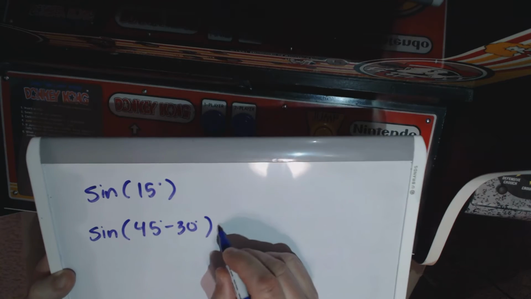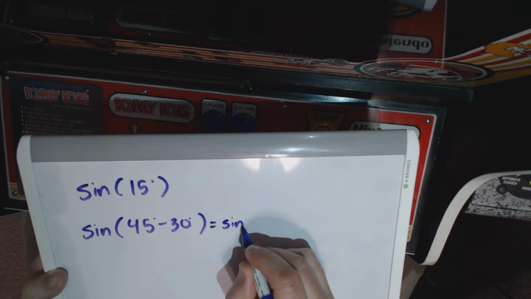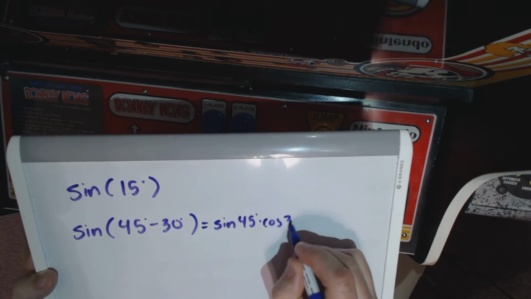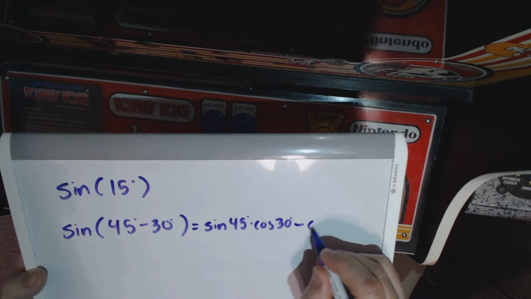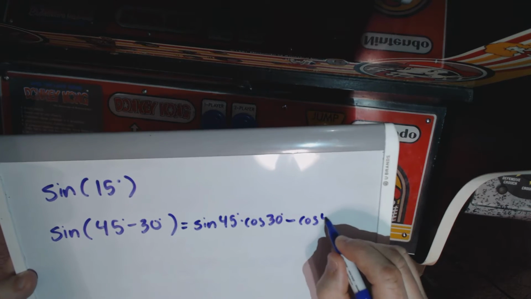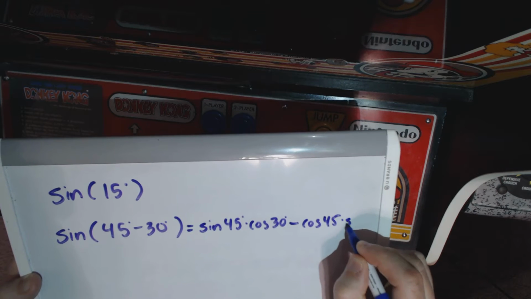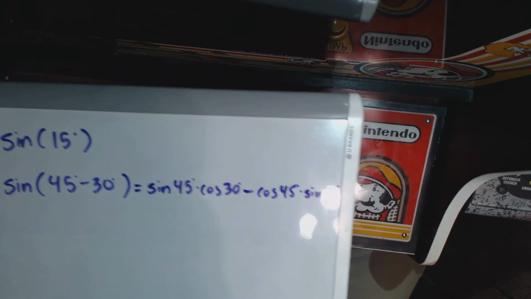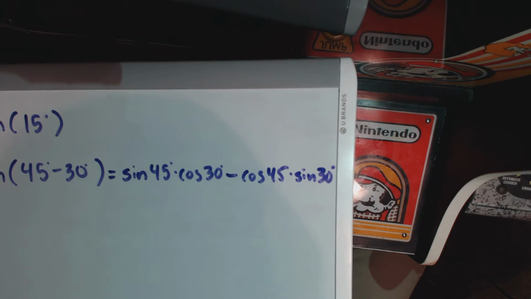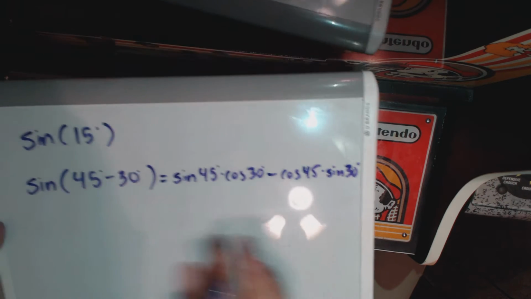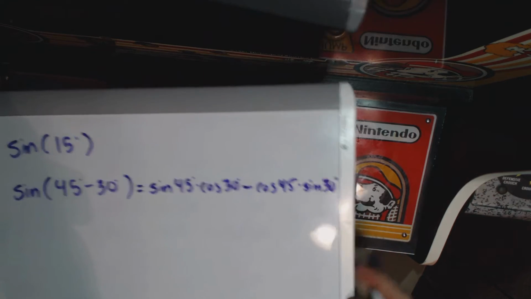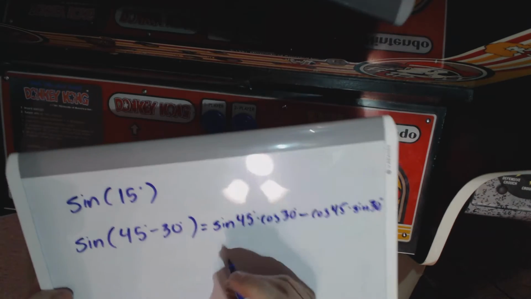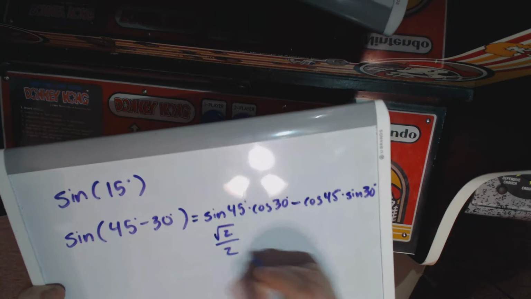So go back to that difference for a sine. It goes like this. Sine of A times the cosine of B minus the cosine of A times the sine of B, okay? And what we have there is some things we can easily deal with if you know your unit circle, okay? So let's think about this. Sine of 45, right? If you go to 45, you take the y value. That's root 2 over 2, right?